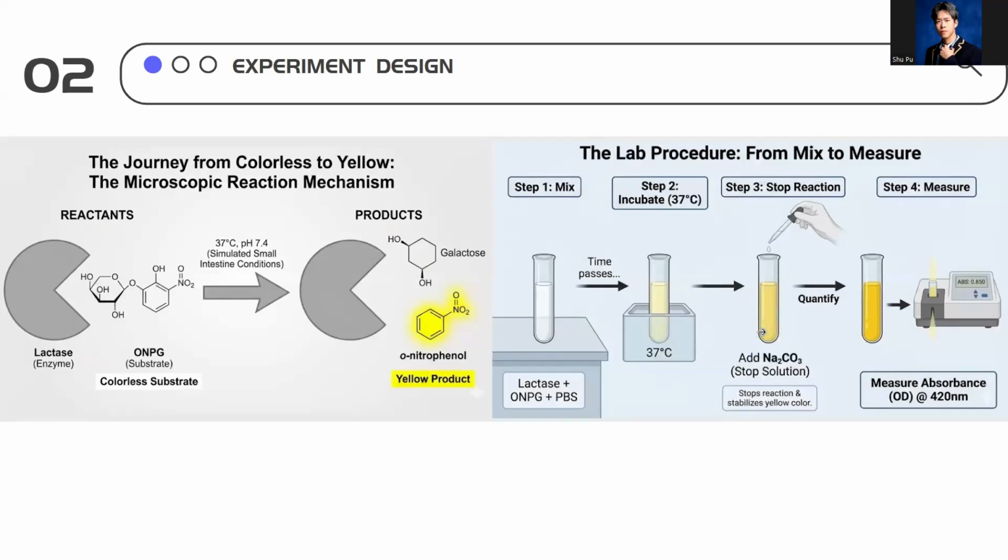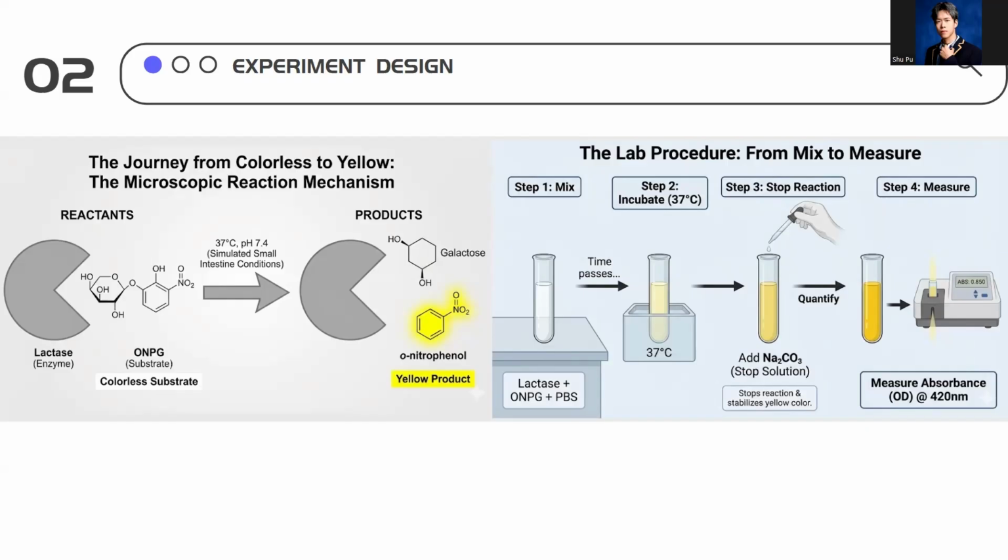So how do we test the lactase activity in our lab? In Lab 4, we designed a specific reaction system. First, for the mechanism, we could not use actual lactose because its products are colorless. Instead, we use a clever mimic called ONPG. As you can see in the diagram, when lactase cleaves ONPG, it releases o-nitrophenol, which is yellow in color. This allows us to visibly check and track the reaction.